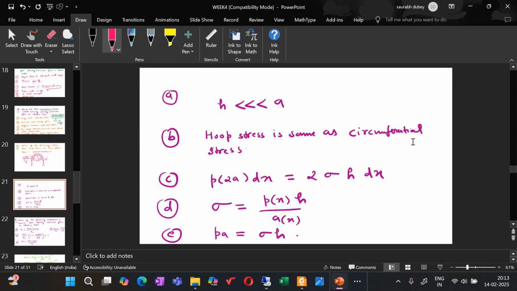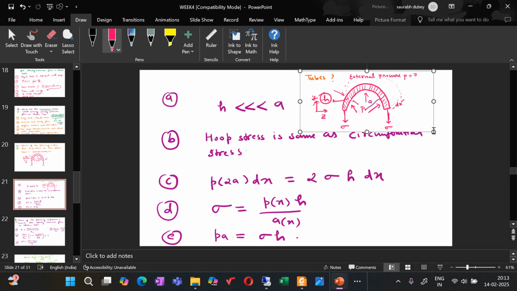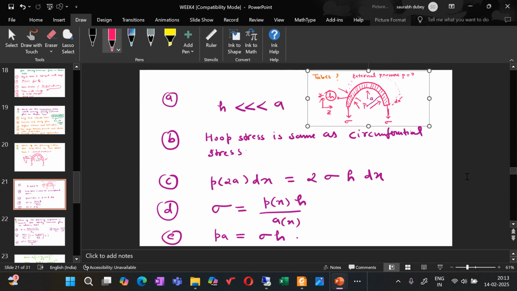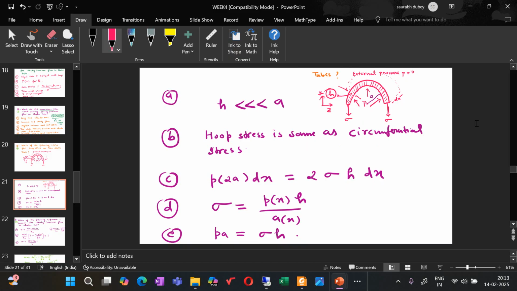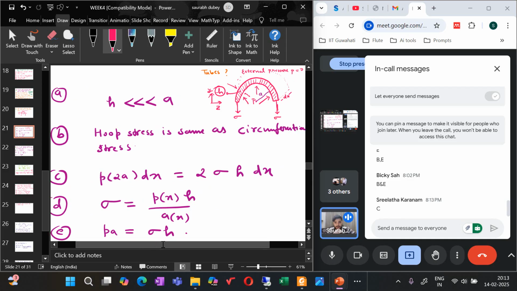So I will be just taking that in this one. So this is the diagram, and which of the following is correct? More than one option can be correct, so please attempt this. Sri is saying this C is correct, right? So more than one option could be correct, so you should attempt accordingly.